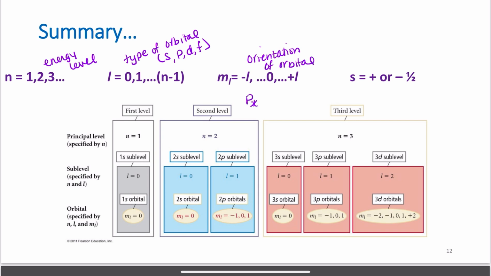So like px versus py versus pz. And m sub s is giving you your electron spin. Spin up or spin down. And n equals 1 only exists for the s orbitals. n equals 2, s orbital and p orbitals. n equals 3, s, p, and d.